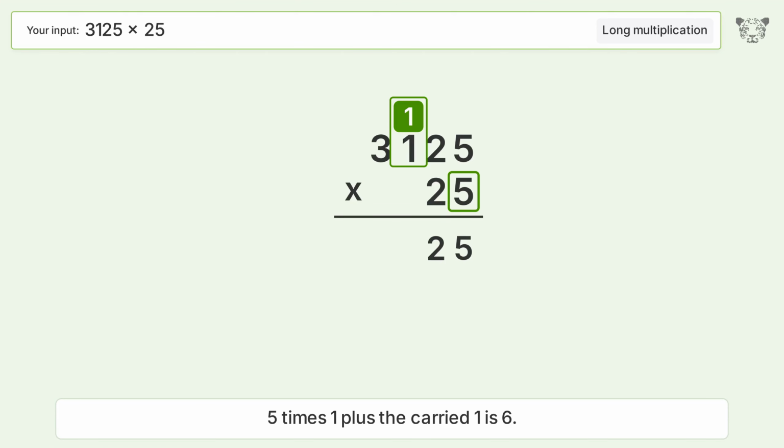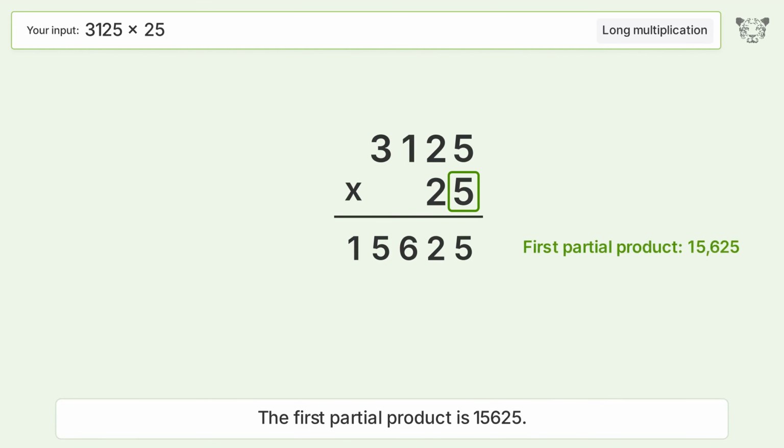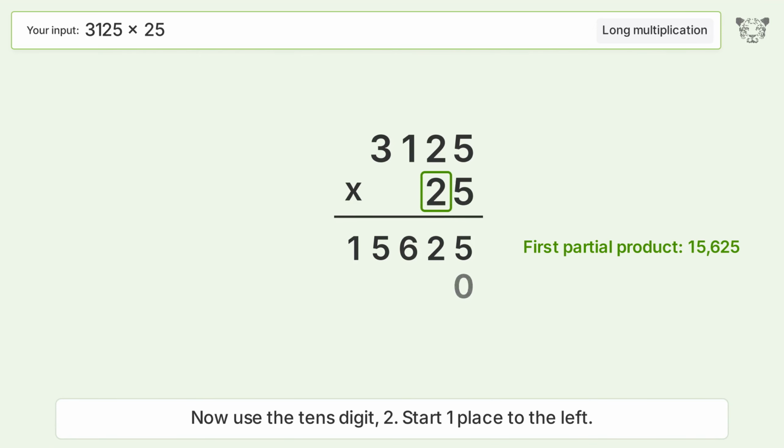5 times 1 plus the carried 1 is 6. 5 times 3 is 15. The first partial product is 15,625. Now use the tens digit, 2. Start one place to the left.